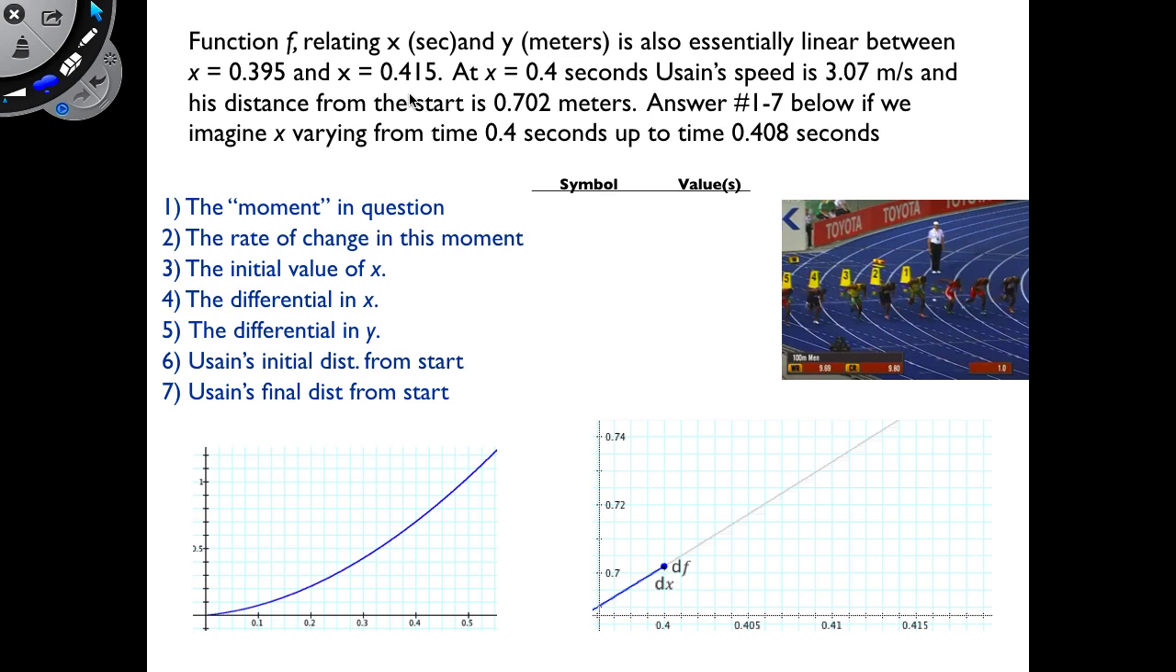So see if you can figure out a symbol and a value that goes with each of these 7 things. And the last one isn't something that we had to compute last time, for instance. So a little bit different set of things to find. But using our constant rate of change tools, we should be able to do this. So as long as we're within this moment, we can use constant rate of change.